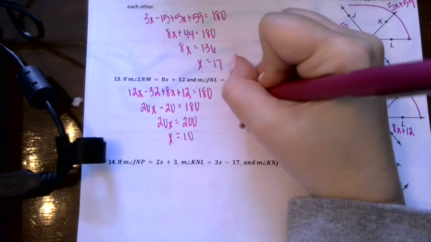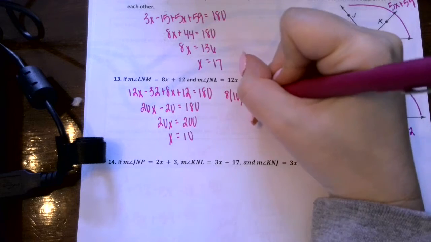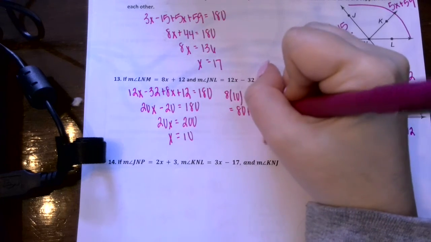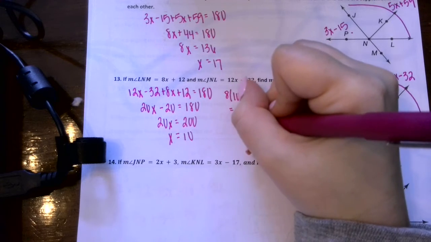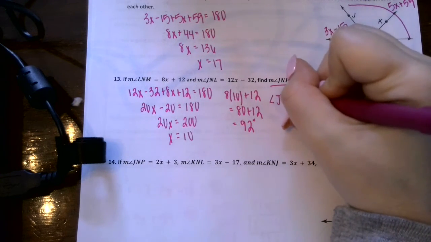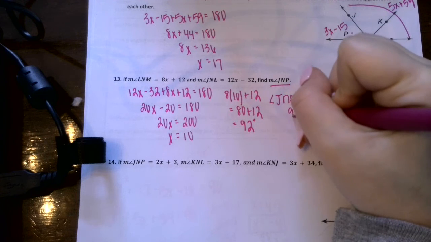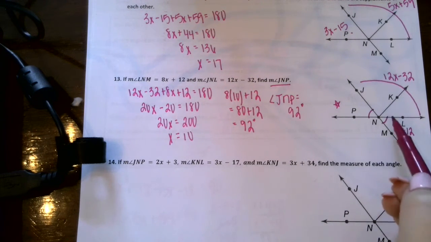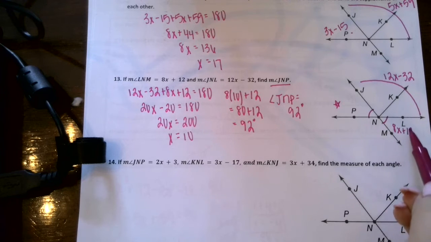So if I plug in 10 here, I would have 80 plus 12, which gets me 92. Okay, so again, angle JNP is going to be 92 degrees. Sometimes these are not drawn to scale. So again, vertical angles, if I plug in x here, it's going to be the same on the other side.